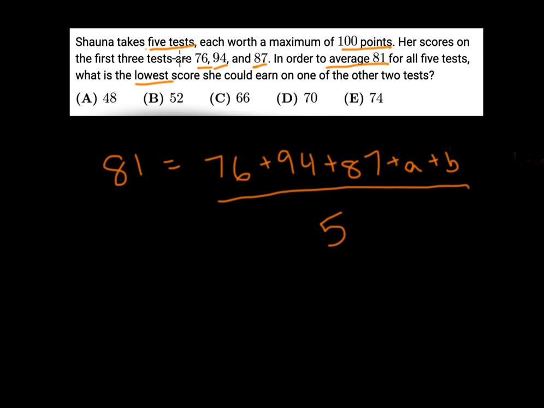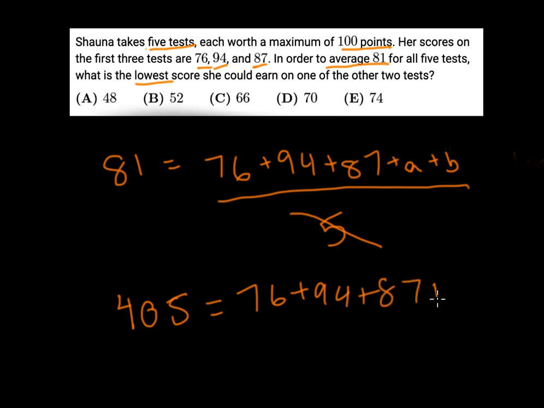So again, what I would do next is I would multiply both sides of the equation by 5, and then we would get a simple equation. So multiply both sides by 5, and you get 405 equals 76 plus 94 plus 87 plus A plus B.